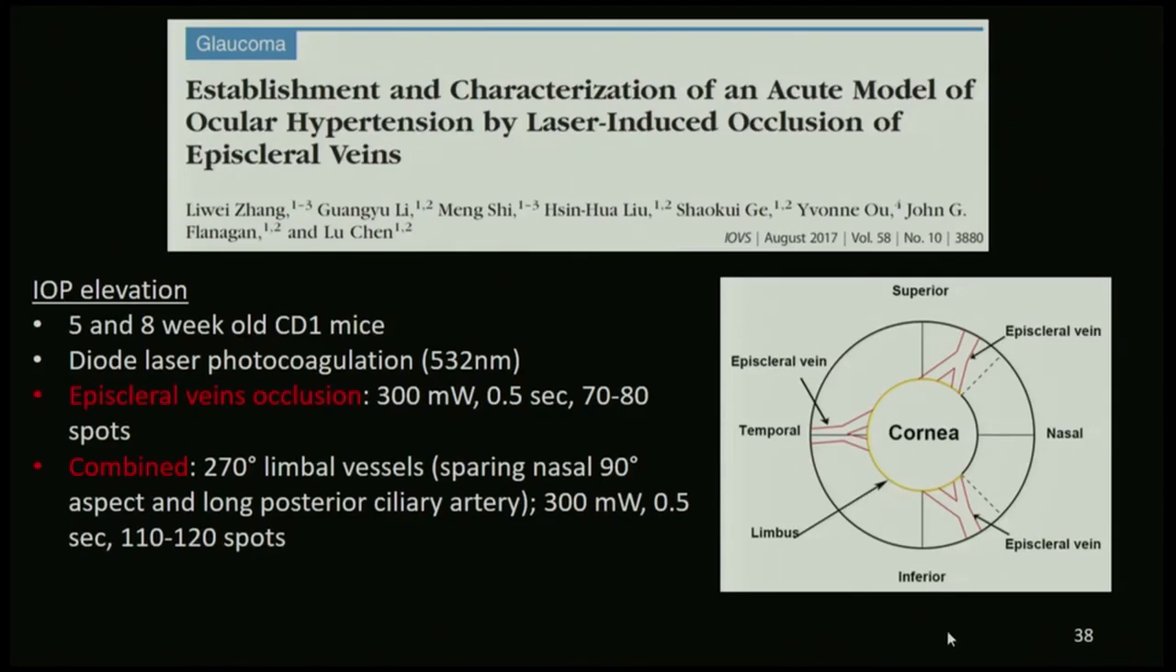You have to be really careful about which vessels you're lasering, and we're going to talk about this in a few slides ahead. But you can confuse episcleral veins with vortex veins, and you can laser them. You can laser both of them or either of them, but they may give you different responses. So you have to be very careful, and we'll talk about what that might look like in an actual animal.